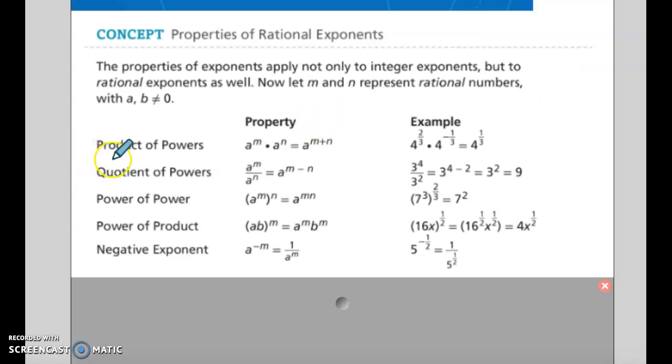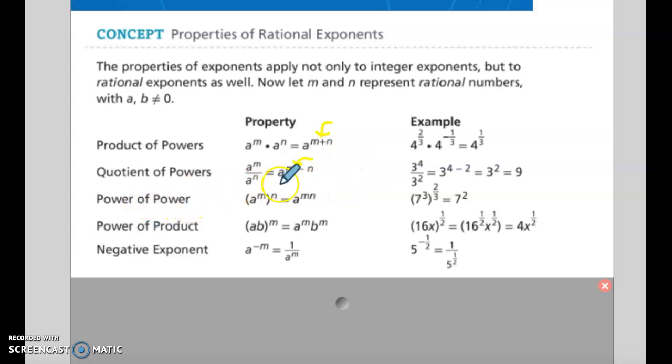So let's remember product of powers. When I'm multiplying variables, my exponents add, check out the m plus n. When I divide variables, the exponents subtract. Okay, we need to remember these. These two are really common.